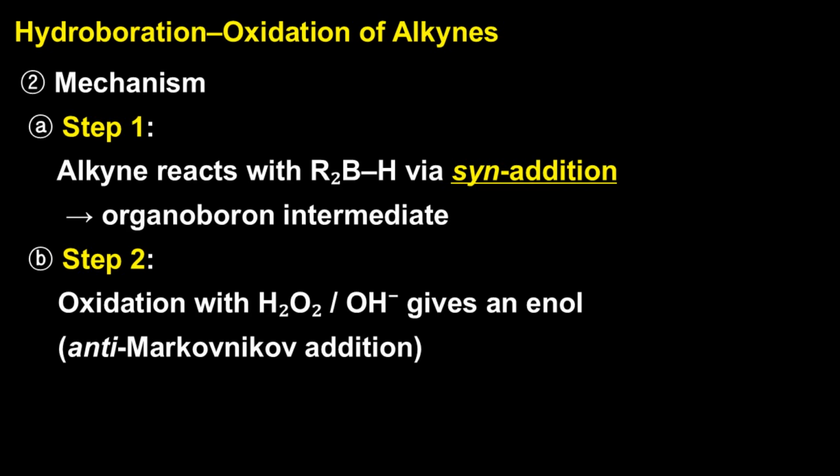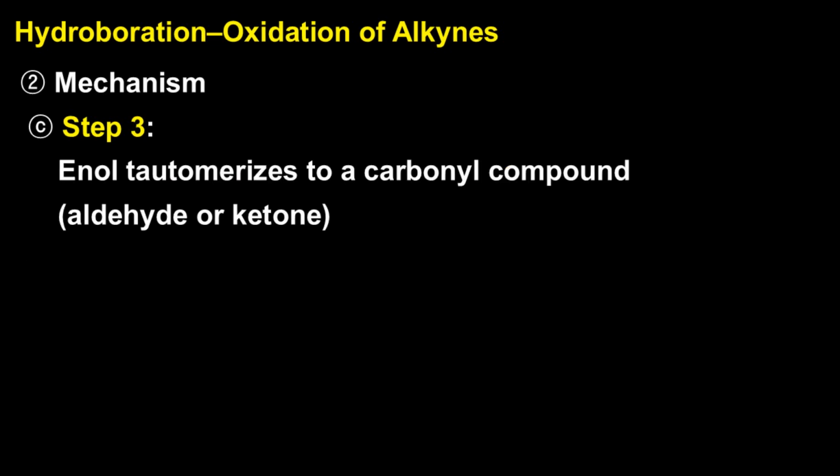In step 2, we bring in H2O2 and OH-. That kicks off the oxidation step. Here, the boron group gets swapped out for an OH group, and that gives us an enol, a compound with a double bond and an alcohol on the same molecule. Again, look at the regiochemistry. The OH ends up on the less substituted carbon. That's a perfect example of anti-Markovnikov addition at work.